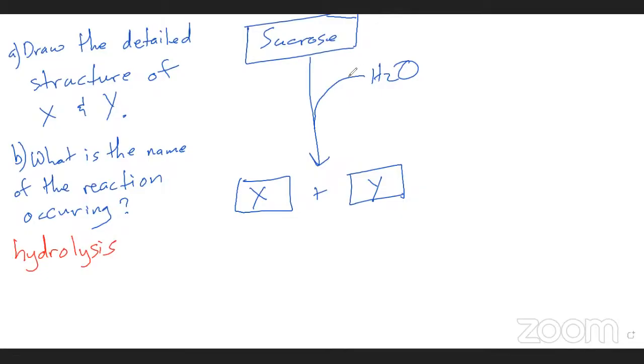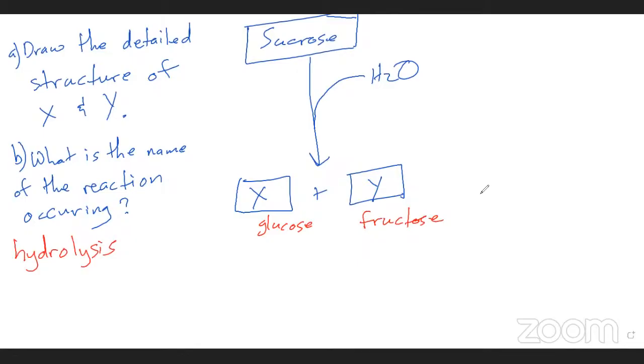Before I forget, what type of sugar is sucrose? Non-reducing sugar. Right, non-reducing is correct. All right, so what should X and Y be in terms of name? Glucose and fructose. Right. Alpha glucose and beta fructose. Oh, yes.